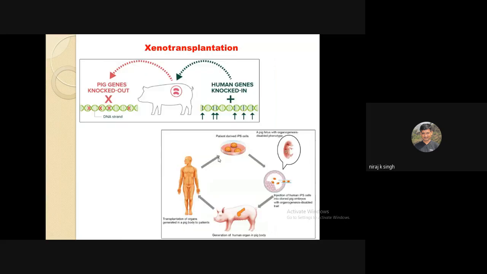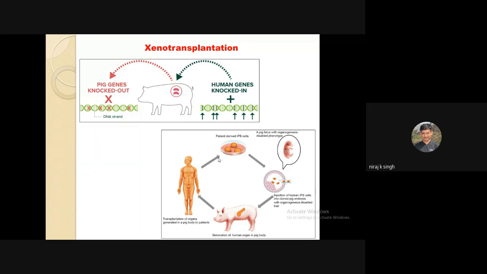So, organ transplantation. Many have known about organ transplantation. Organ transplantation means transplanting an organ from one organism to another organism. Transplantation may be an autograft, an allograft, or a xenograft.